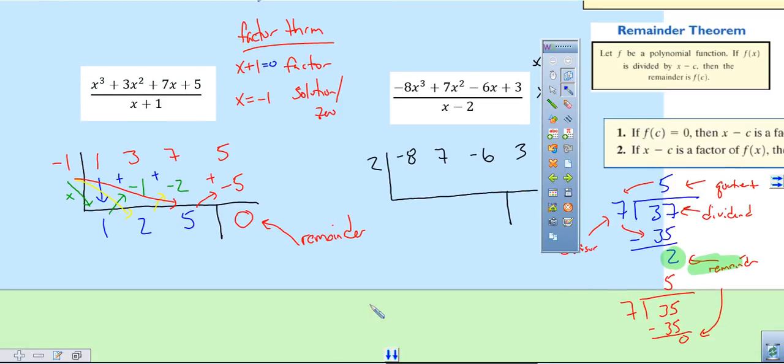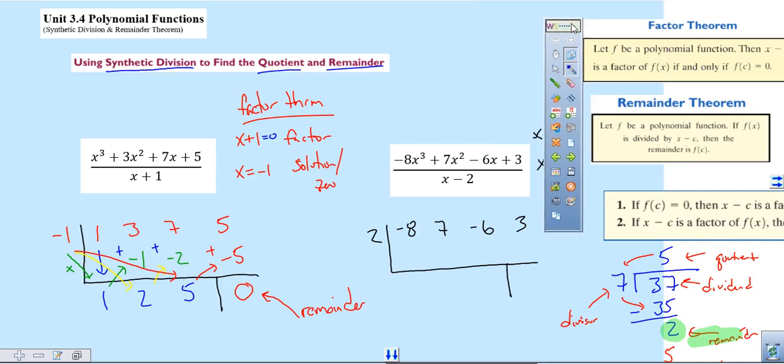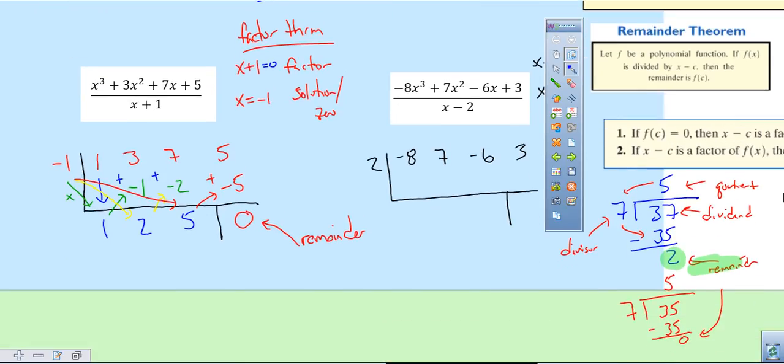So, excuse me, let me hit pause for just 1 second. Alright, sorry about that. I want to make sure I was going the right direction with what I needed to lead you to.